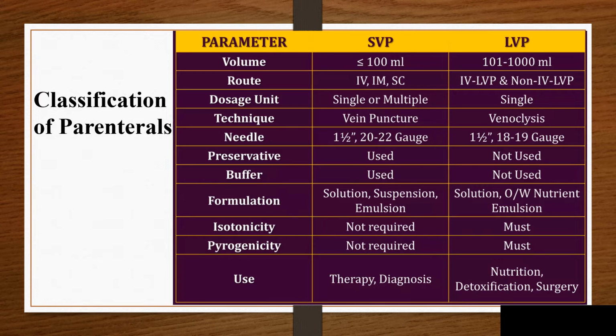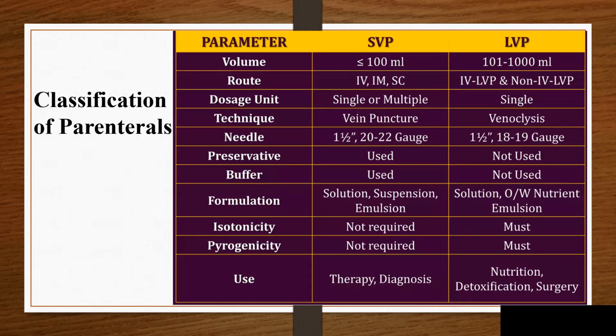Now, classification of parenterals. It is mainly classified into two major classes: small volume parenterals and large volume parenterals. Small volume parenterals have a volume of less than 100 ml, whereas LVPs have 101 to 1000 ml. Route of administration: for SVPs it is intravenous, intramuscular, subcutaneous, whereas in LVPs it is mostly intravenous. SVPs are mainly injected into the human body by vein puncture, in which the drug is directly injected inside the veins.